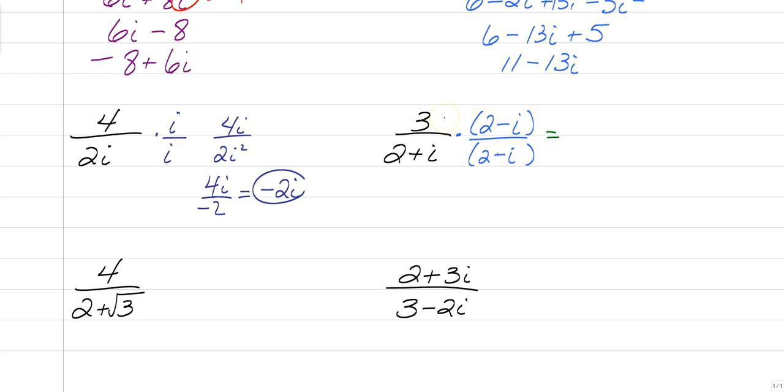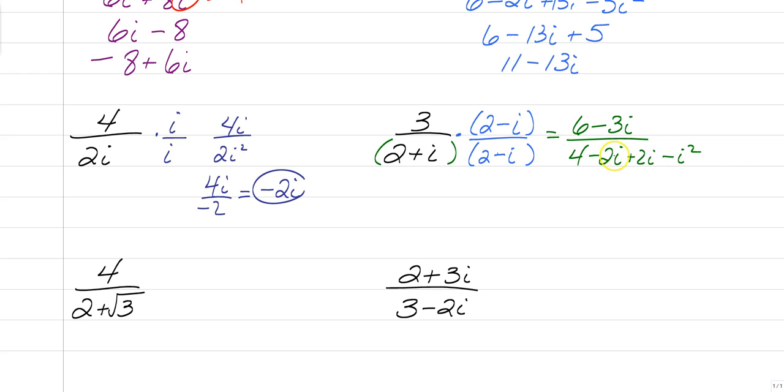Okay, so the top you just distribute. 3 times 2 is 6, minus 3 times i is 3i. Over. Now you're going to have your multiplying. 2 times 2 is 4. 2 times a negative i is a negative 2i. And 2 times a positive i is a positive 2i. And then i times a negative i is a negative i squared.